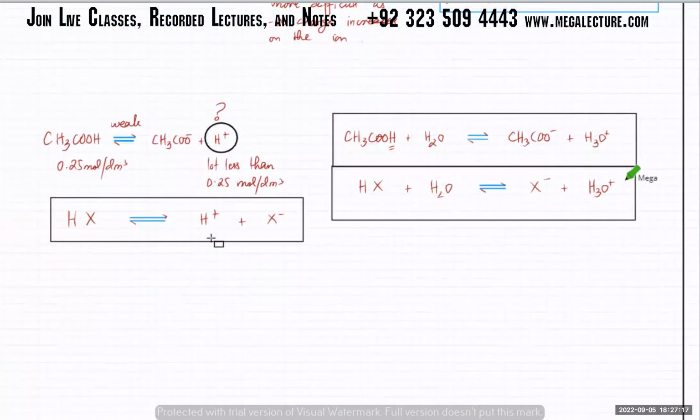And then the next step: maybe if there's another H+1, it's going to lose that other H+1 as well. But we will only talk about losing a single H+1 ion. So this is clear. Our general equation is always talking about losing just one H+1. Is that clear?